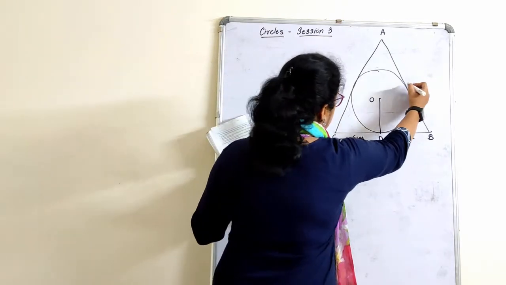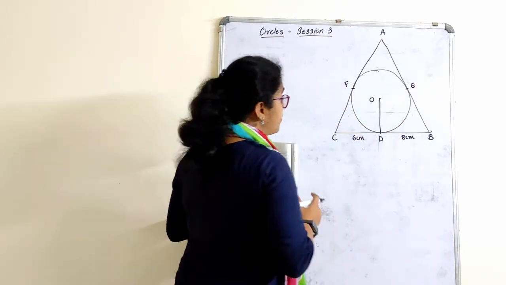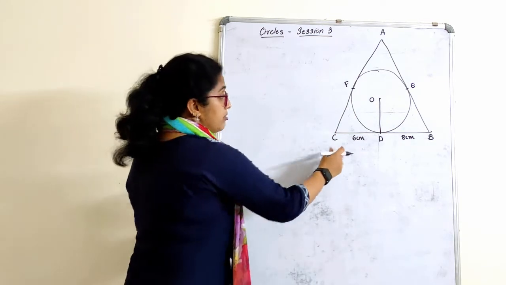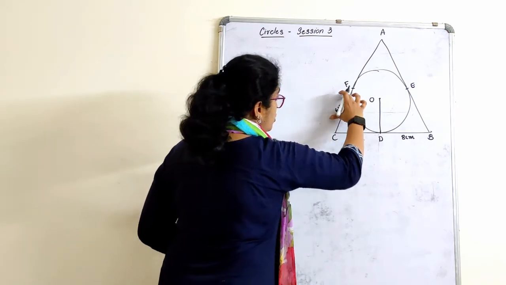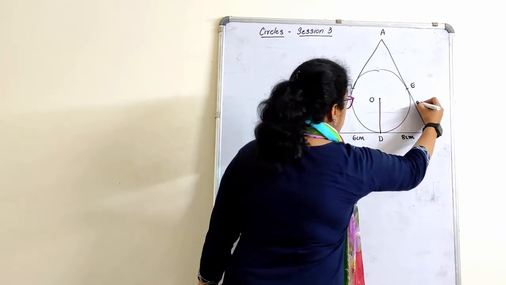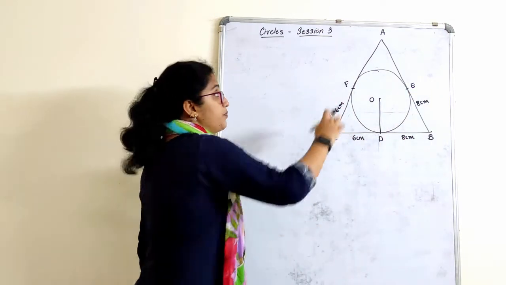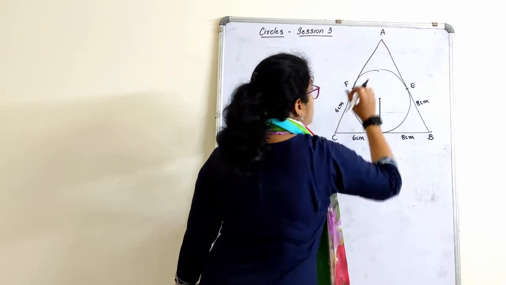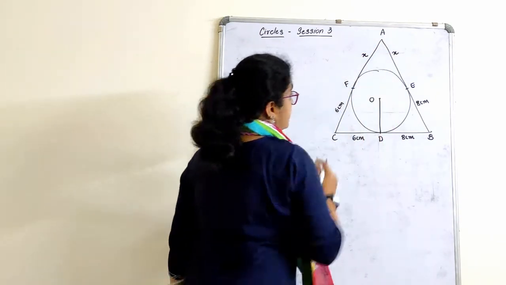So this is D. Point of contact is E. Point of contact is F. Let us consider. Now since this is 6 cm, can this also be 6 cm? Tangents drawn from an external point are equal. Since this is 8 centimeter, this is also 8 centimeter. Tangents drawn from an external point are equal. Now these again are tangents drawn from an external point. So if this is x, this is also x.